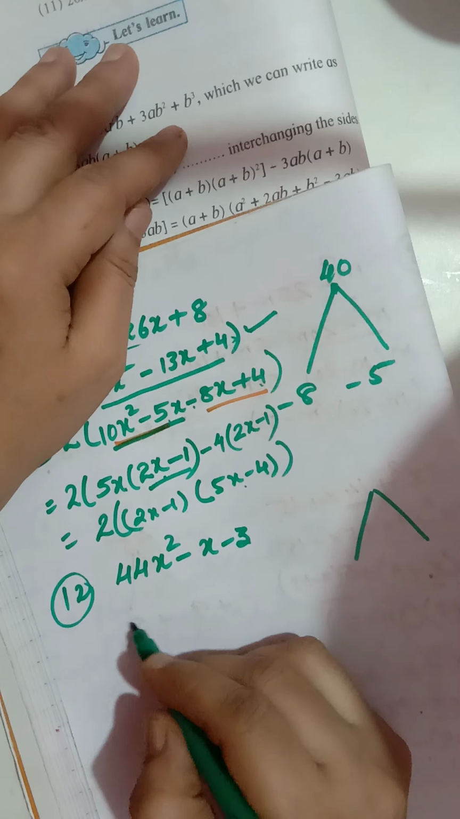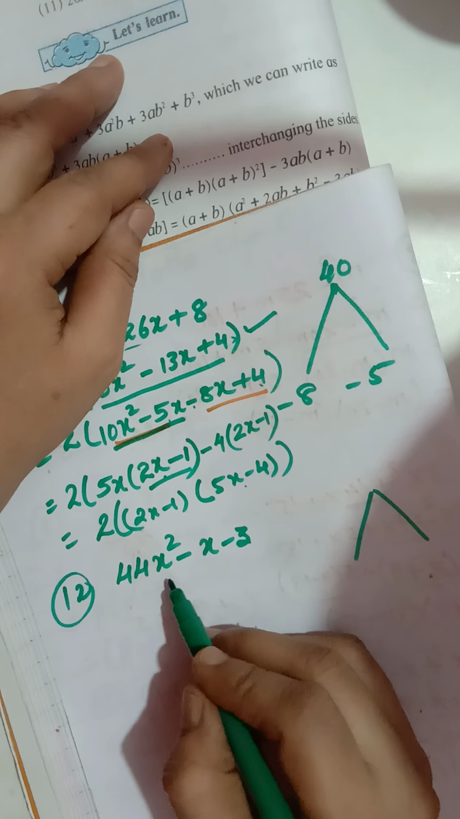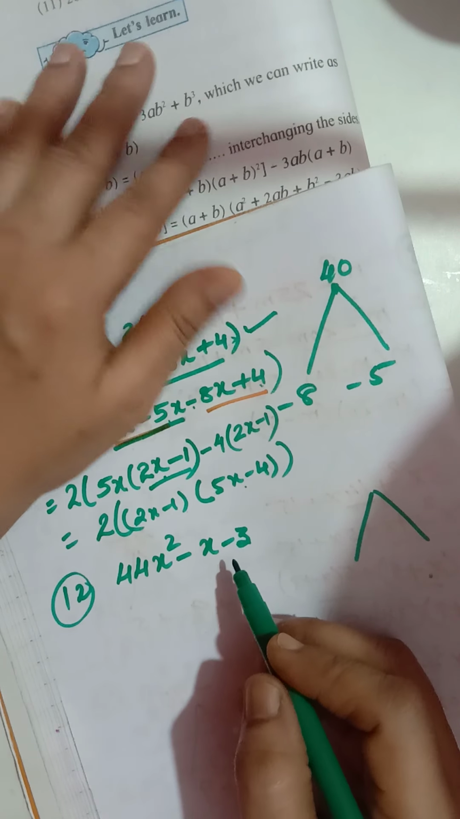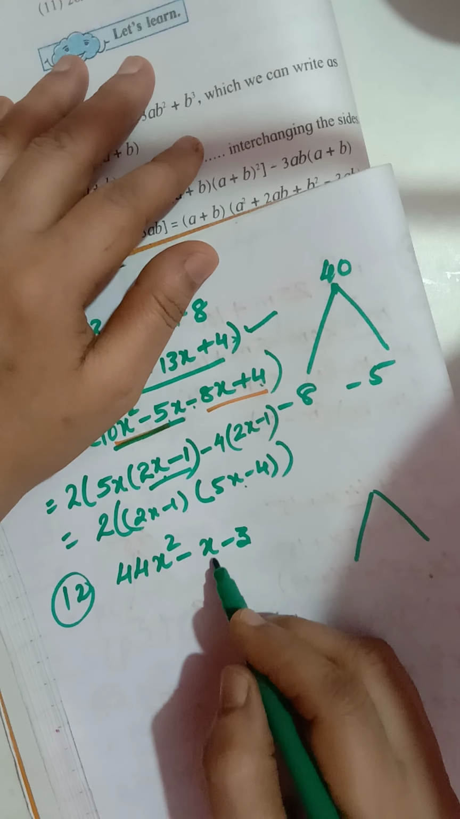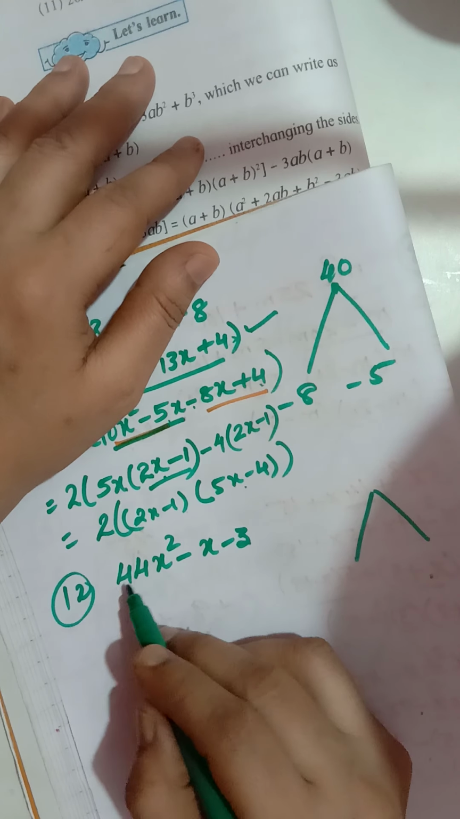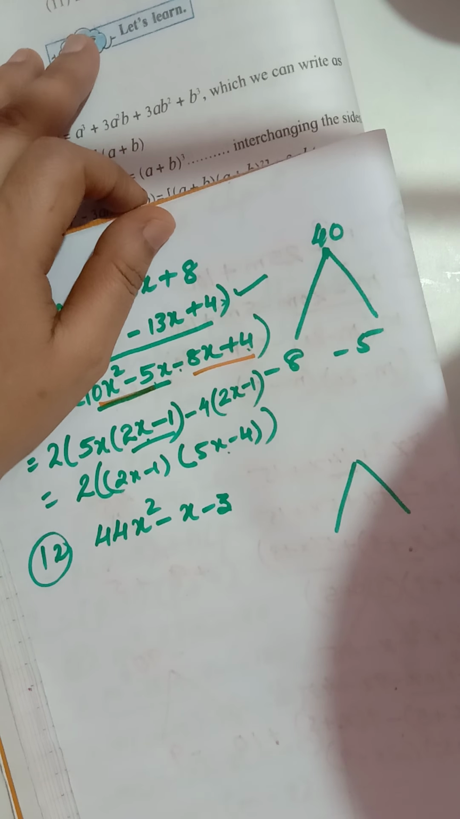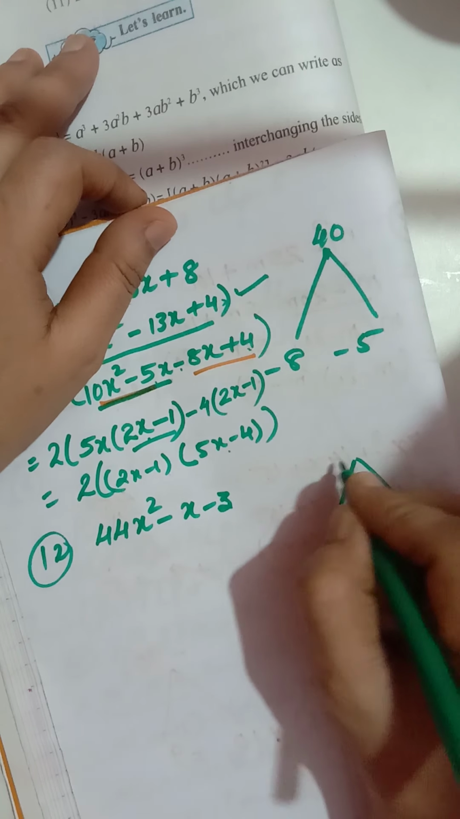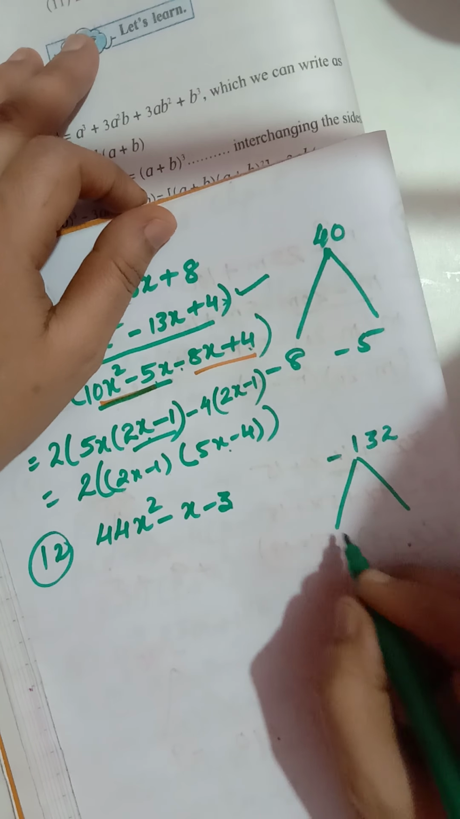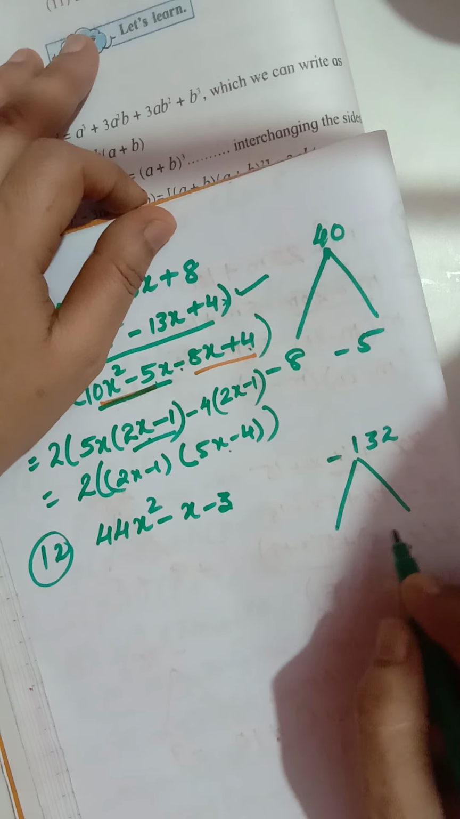Now let's see the last question, children. 44x square minus x minus 3. Okay, 44x square minus x minus 3. So the product of first term into last term, 44 3s is how much? 44 3s, if you multiply it will be 132, and here minus sign, so it will be minus 132. Now we have to find the factors of minus 132.